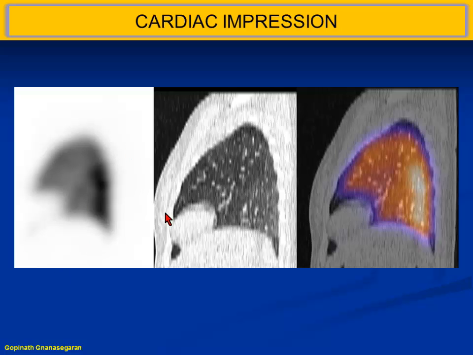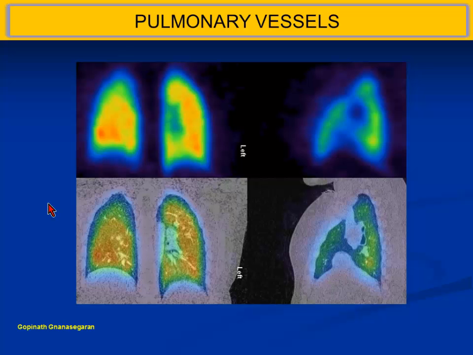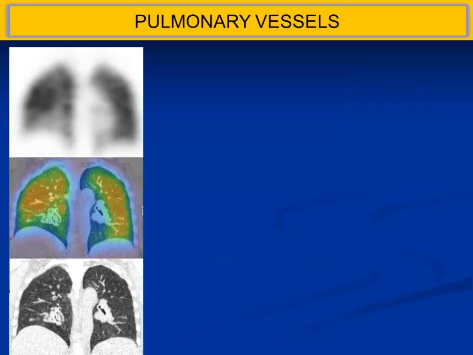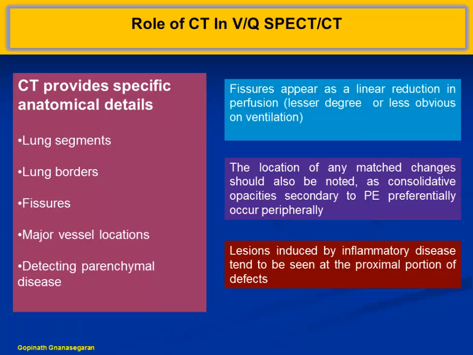Normal variants, we should not over-report. As in planar imaging, there is cardiac impression, that should not be taken as a defect, and vascular structures do come in, the pulmonary vessels, you cannot over-report those as defects. If it's central, you should not worry too much about central defects as in planar imaging. That's again pulmonary vessels, that's a normal variant, that's a normal area, so don't over report that as a defect.